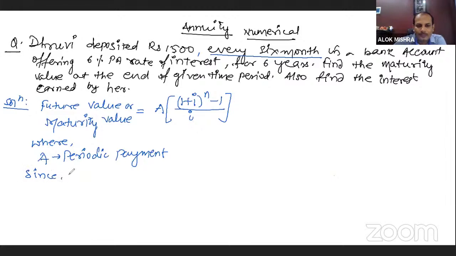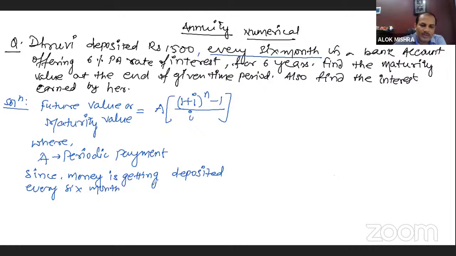Since money is getting deposited every 6 months, it implies that it is compounded half yearly. This information can be given anywhere in any part of the question, so you need to read the question carefully and try to get the information.